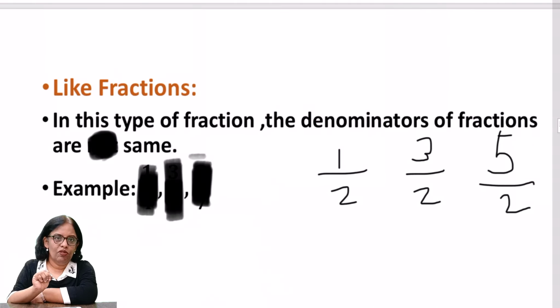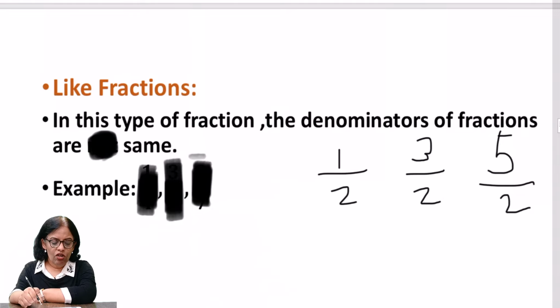Like fractions: from the word itself we understand that they are the same. Meaning the denominators of the particular fractions are the same. That means suppose it is 1/2, 3/2 or 5/2. See, all the denominators are 2, so it is called a like fraction. In English, the definition is like this: in this type of fraction, the denominators of the fractions are the same.